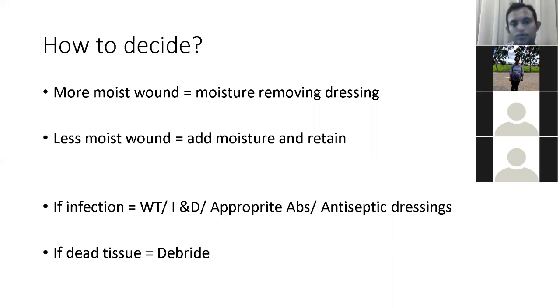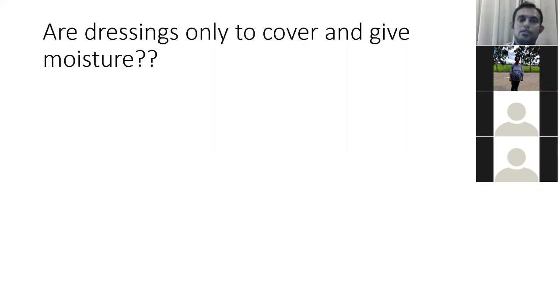If there is dead tissue, of course, debride. So debridement, you can do a sharp debridement, or you can do chemical debridement with a dressing. So there also you can use a dressing. So are dressings only to cover and give moisture? Another thing, we discussed covering, infection control, giving moisture and various things that the dressings will do. So are the dressings only for that?